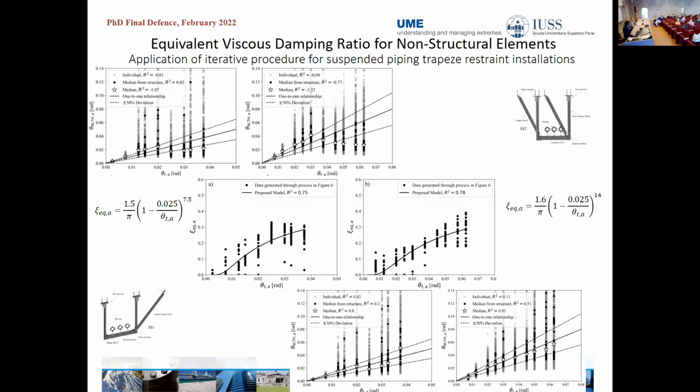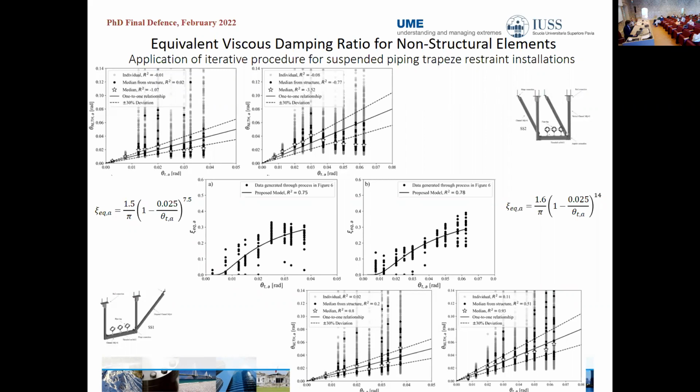The black solid line here is the one-to-one relationship, and the individual results of each analysis are the gray dots. The white stars in the plot represent the median from the gray dots, and they should be the ones that match more or less the one-to-one relationship. So that is what you can see here in these results.